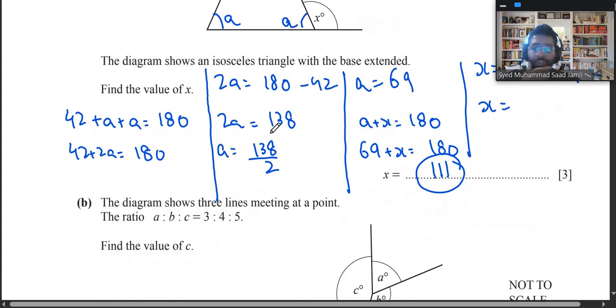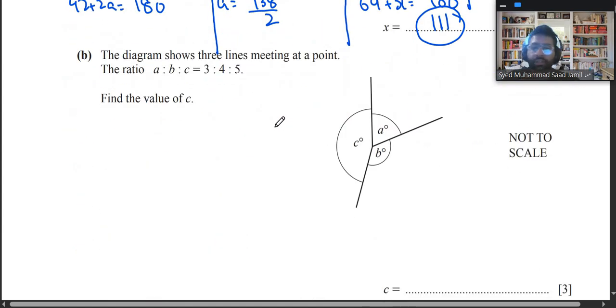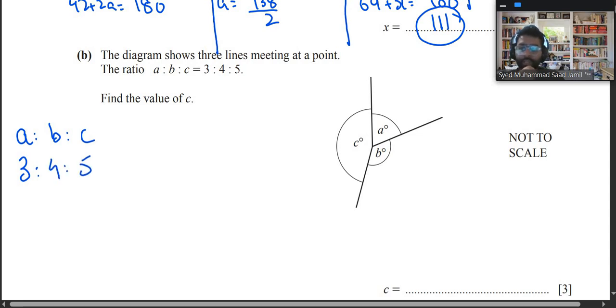Let's move on to question number 2. Question number 2 says the diagram shows three lines meeting at a point. The ratio of A, B, C is equal to 3:4:5. Find the value of C. Okay. So look guys, A is to B is to C in the ratio 3:4:5. Alright. So we will add all these numbers up. 3 plus 4 plus 5 is equal to 12.